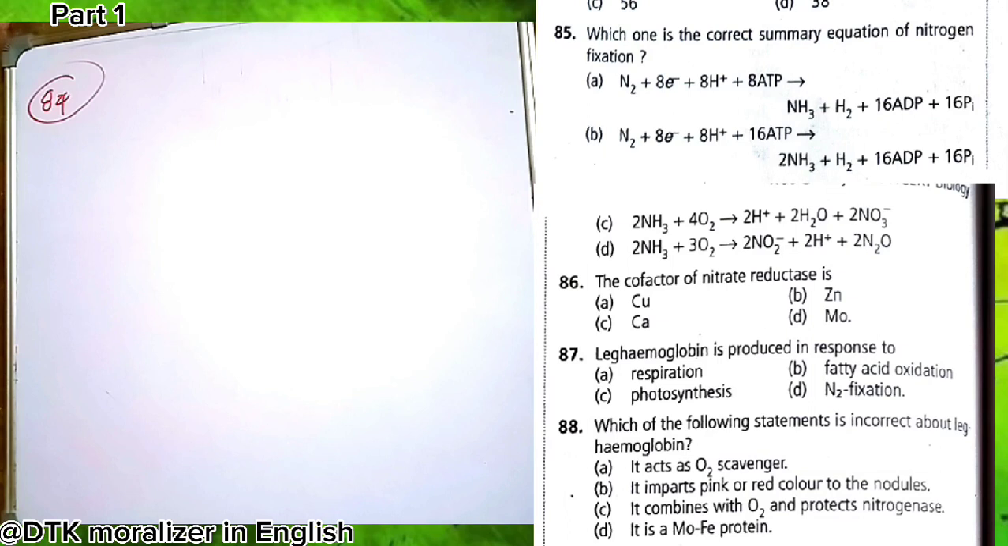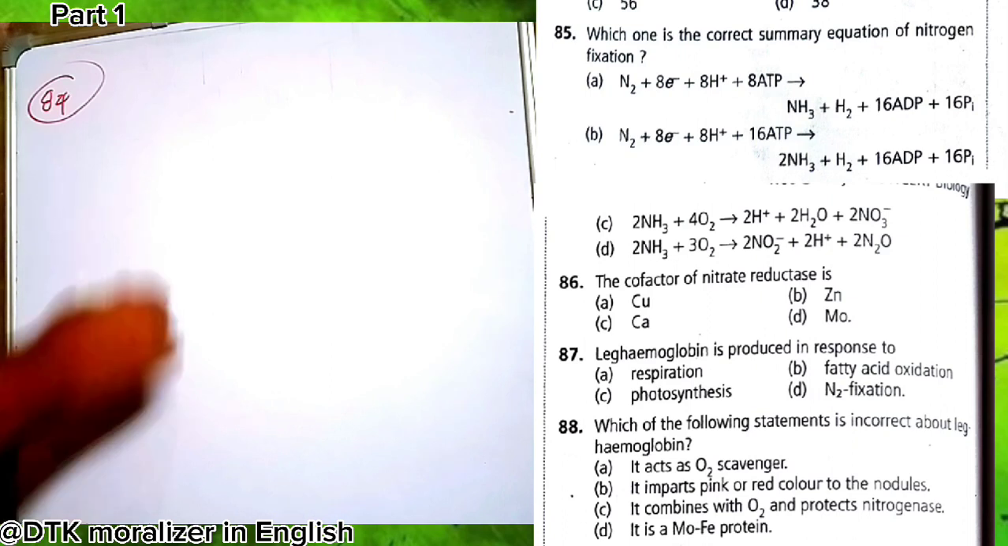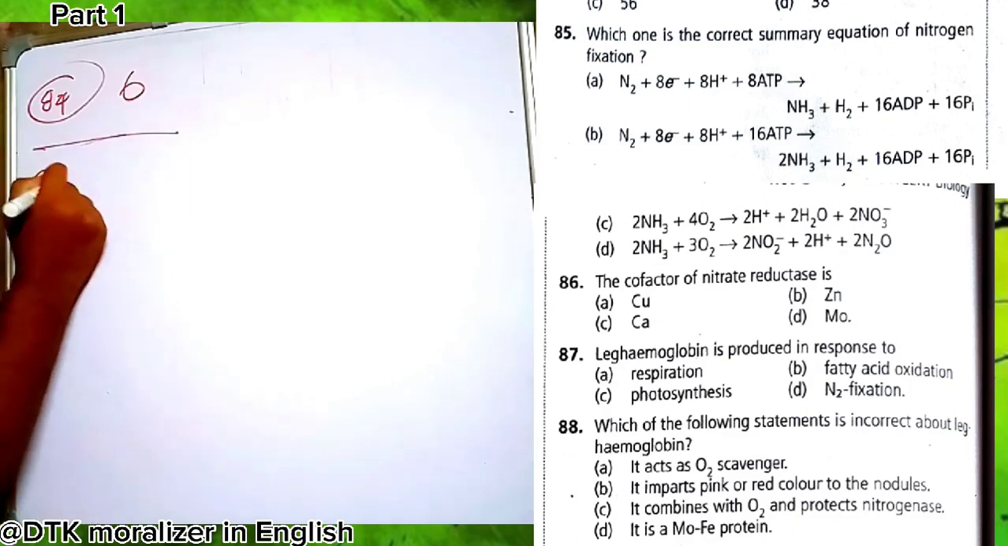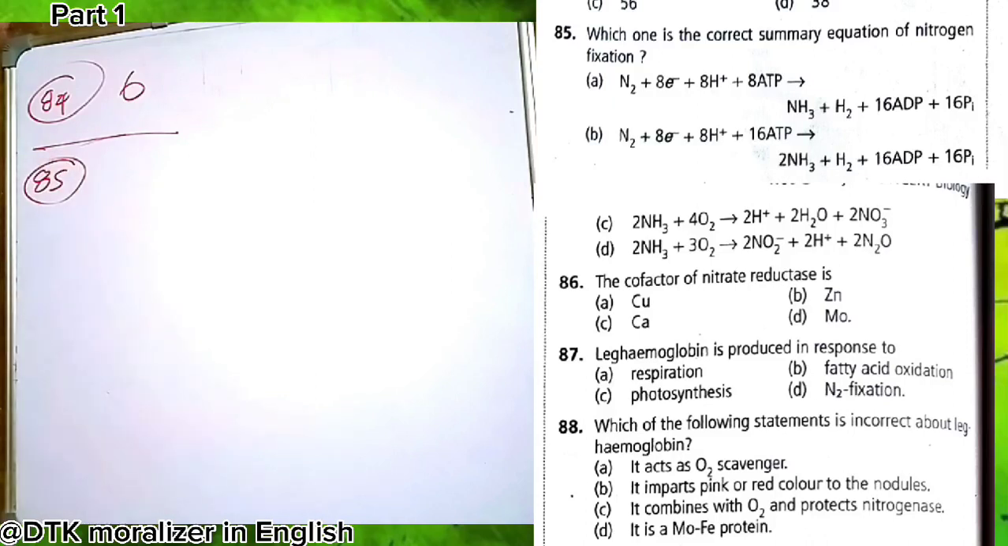Now question number 84. During nitrogen fixation, reduction of one molecule of nitrogen into 2 molecules of ammonia consumes dash molecules of ATP. Here for production of 2 molecules of ammonia, as you can check the options, 4, 16, 56, 38. So for production of 2 ammonia, it requires 16 ATP. For 1 ammonia, it requires 8 ATP. So option B.